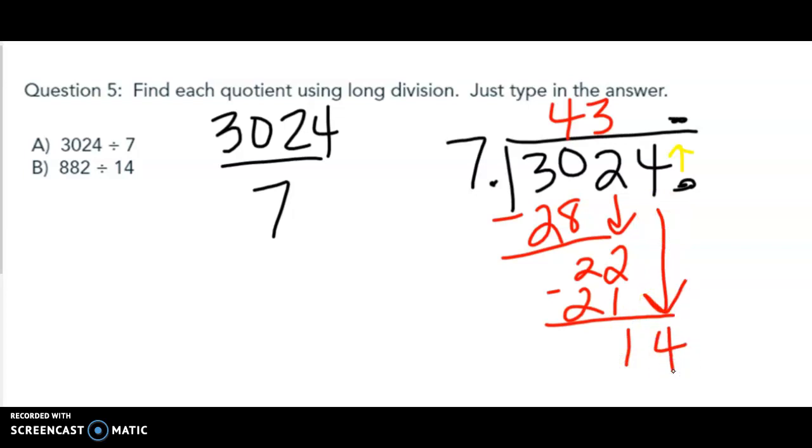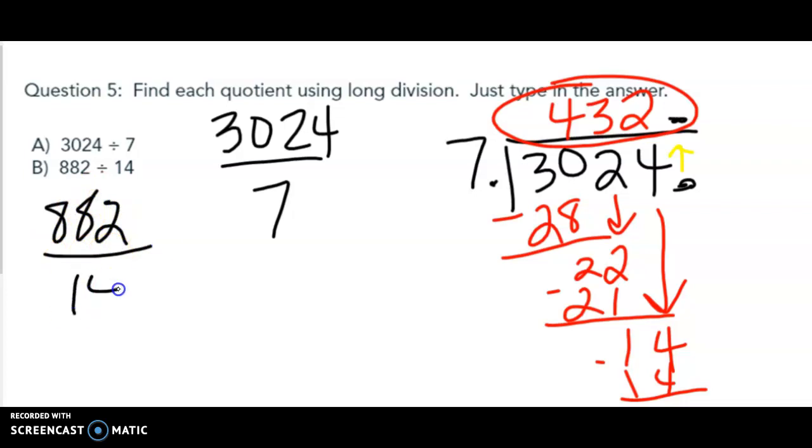Notice that I'm keeping all my digits straight up and down vertically. 7 goes into 14 twice. I can get 2 groups of 7, and that's 14 with no remainder. So for this answer is 4.32. For the second part B, I have 882 divided by 14.